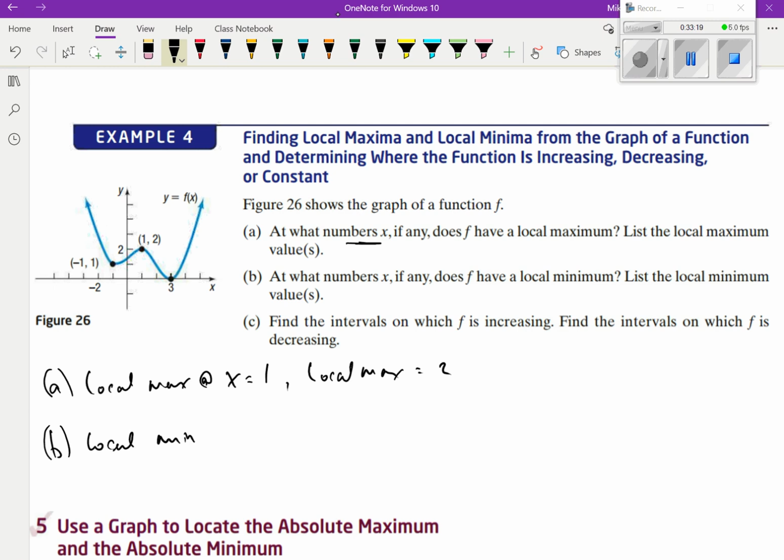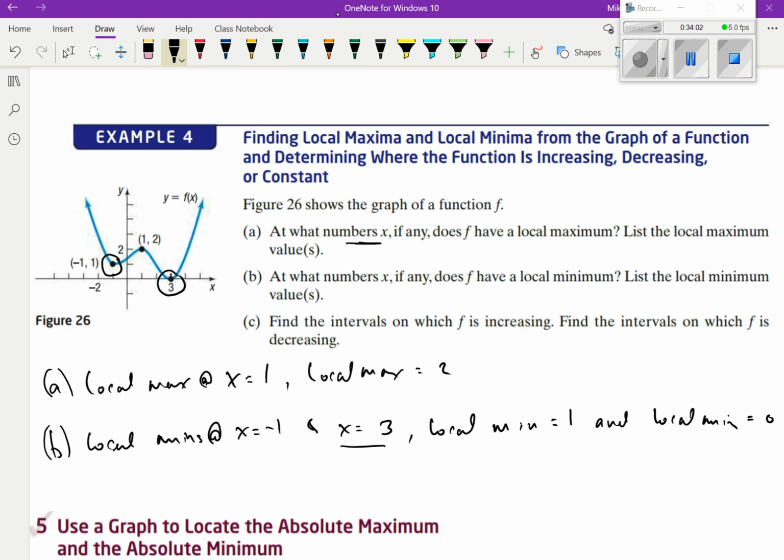Let's see our local min. Where does our local min occur? If I take a look at the graph, where is it going down and then turns back up, so I get a low spot? I get a low spot here, and I get another low spot over here. So I have local mins at x equals -1 and at x equals 3. Then if I want to identify what the local minimum value is, when x was -1, my local min was 1, and the local min at x equals 3 is 0. Got to be careful about my language on this one.